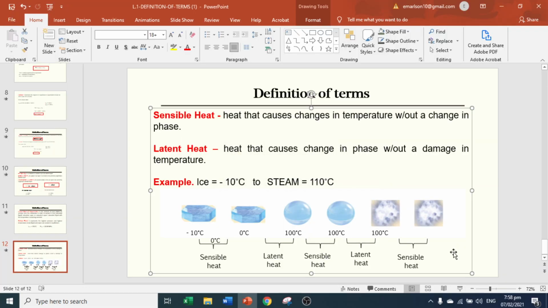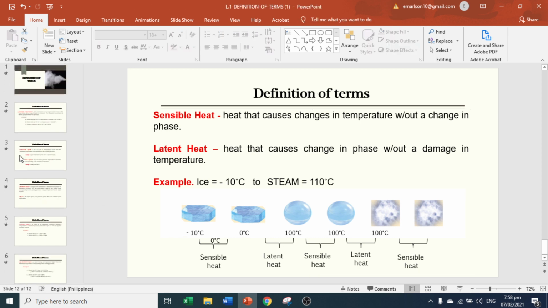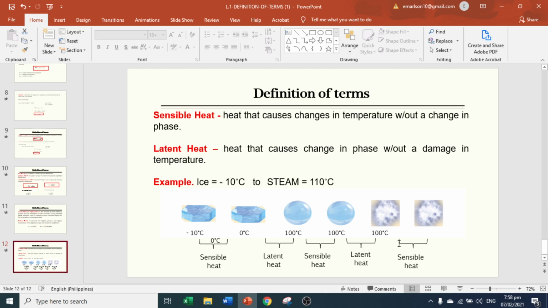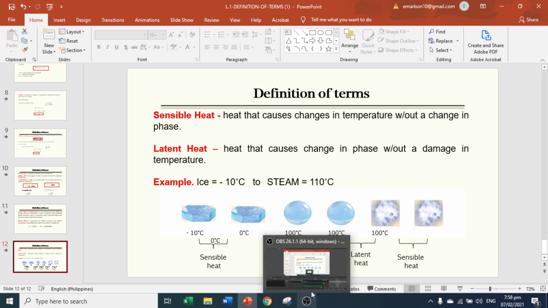So, that's all for definition of terms. Next week, start na tayo ng problem solving.